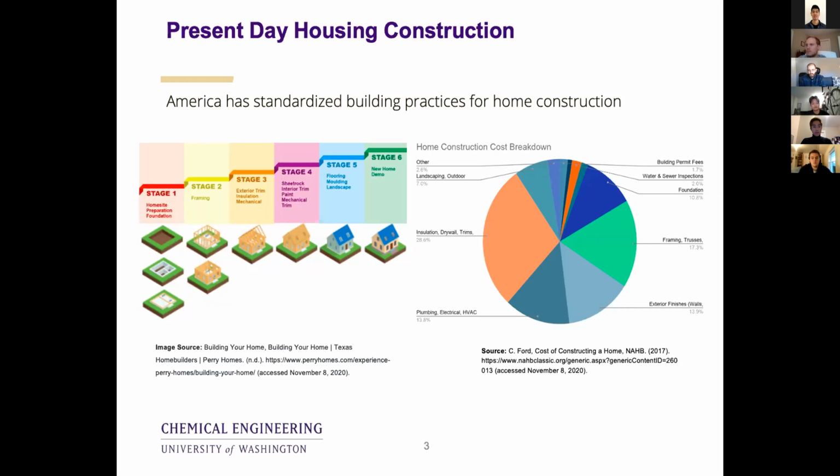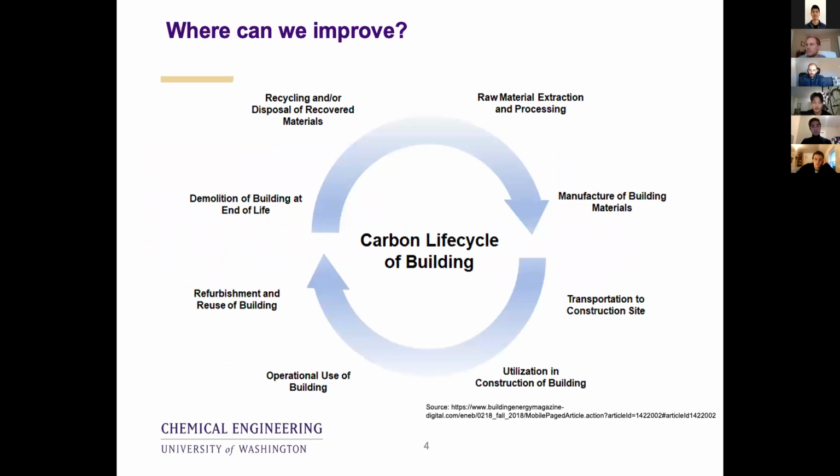The figure on the left showcases typical American home construction. According to a 2017 study by the National Association of Home Builders, the average cost of construction alone for a 2,800 square foot single family home was 56% of the total. What can we improve to reduce overall energy consumption and carbon dioxide emissions?